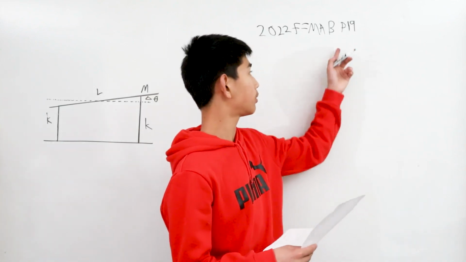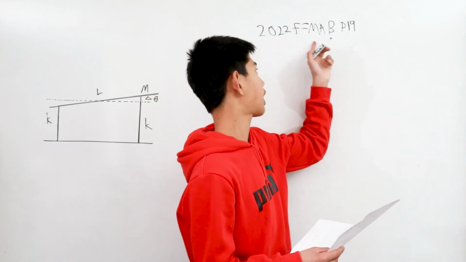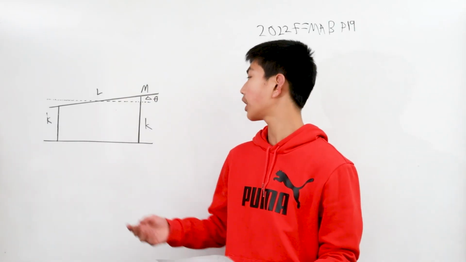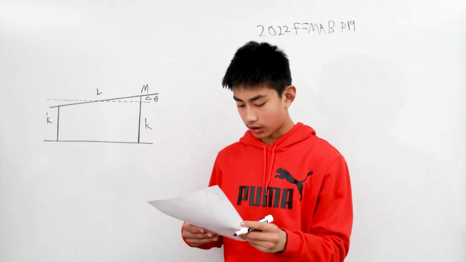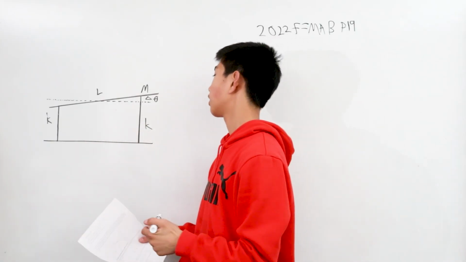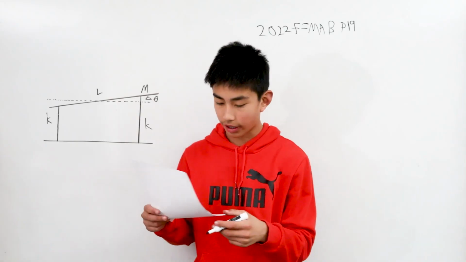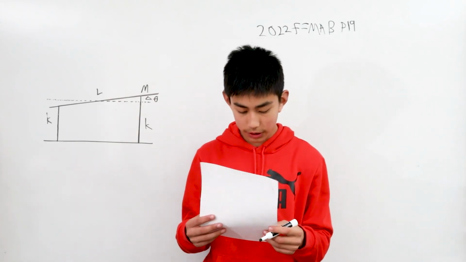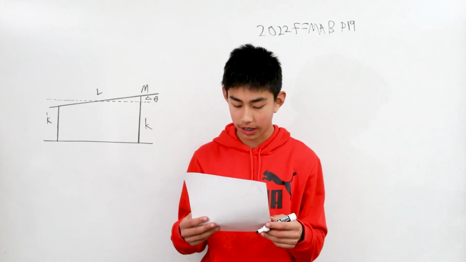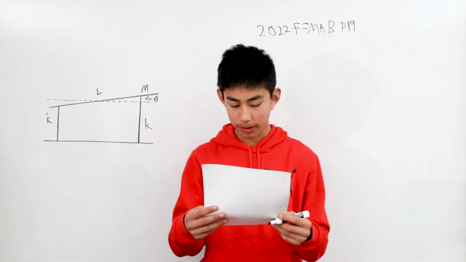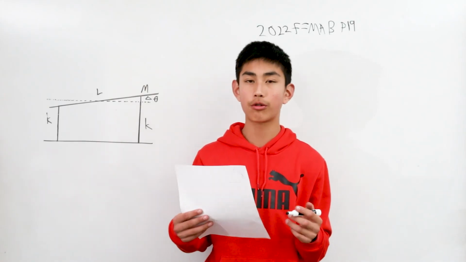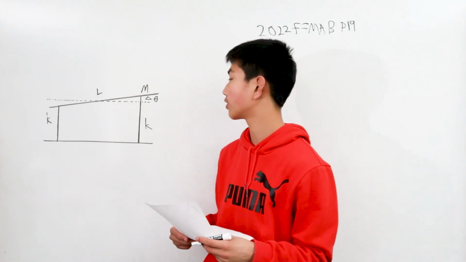We're solving problem 19 from the 2022 F equals MA exam B, where we have this rod on two springs with spring constant K, and the rod has mass M and length L. The rod is brought back into equilibrium after it's pressed down. That doesn't matter. It is slightly rotated about its center of mass and then released from rest. What is the frequency F of its oscillations?